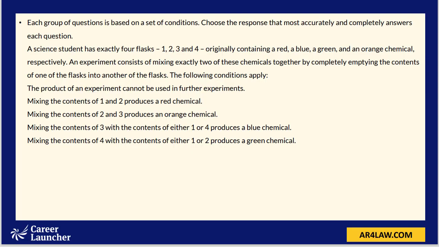In this problem, there were 6 questions associated with this particular set. It talked about a science student who had 4 flasks numbered 1, 2, 3, 4. Flask number 1 contained a red chemical, flask number 2 contained a blue chemical, flask 3 contained a green, and flask 4 orange. So this is in order. There's no randomness here.